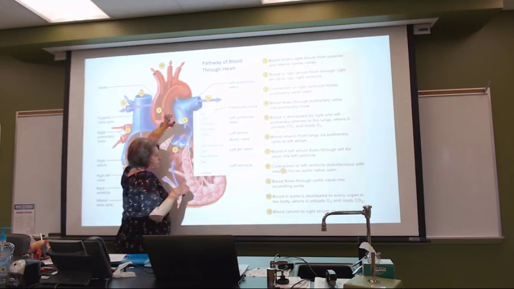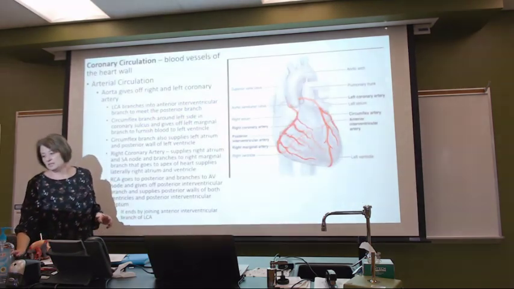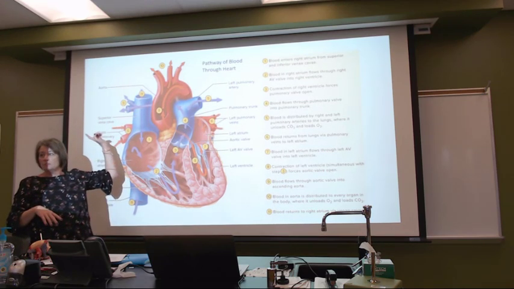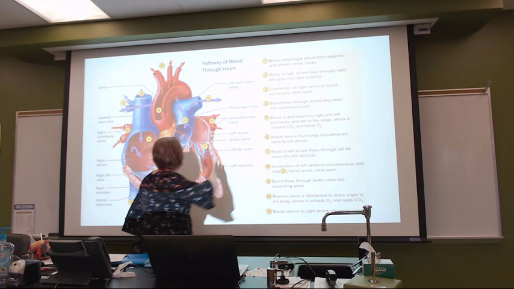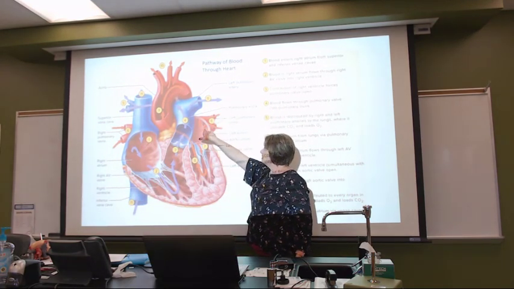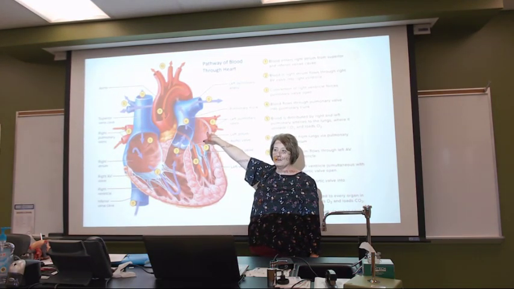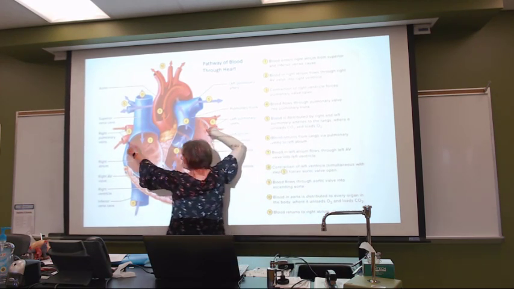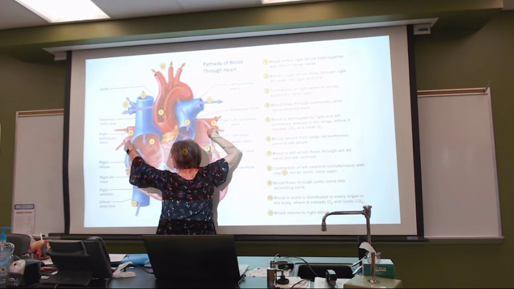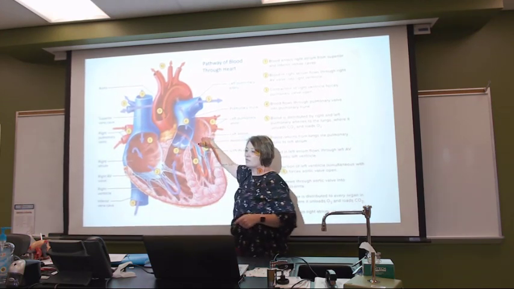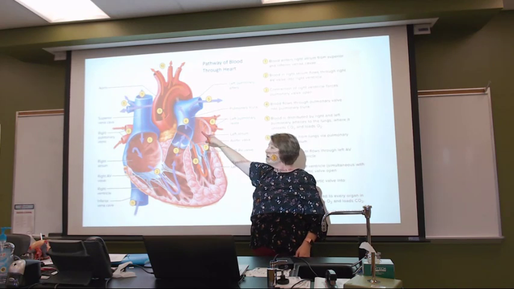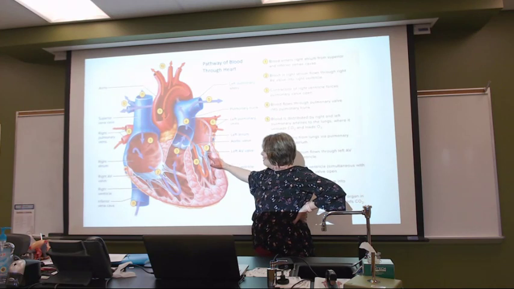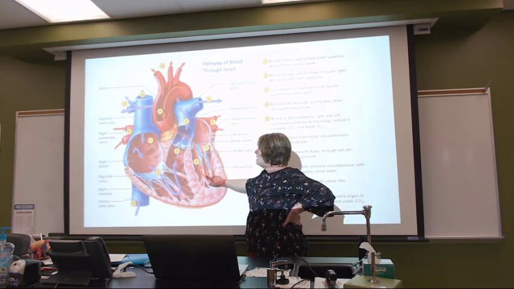In the lungs, it's going to get oxygenated. Oxygenated blood from the lungs has to return to the left side of the heart. So note, they're trying to show that it's returning from both the left and the right lungs to the left atria. From the left atria, it has to go to the left ventricle. From the left ventricle, it moves.